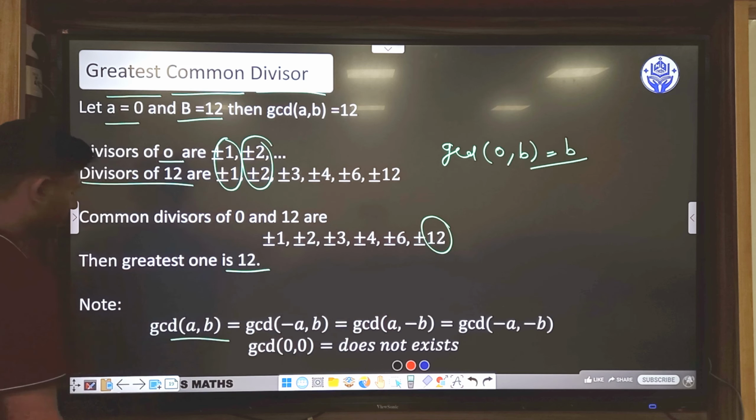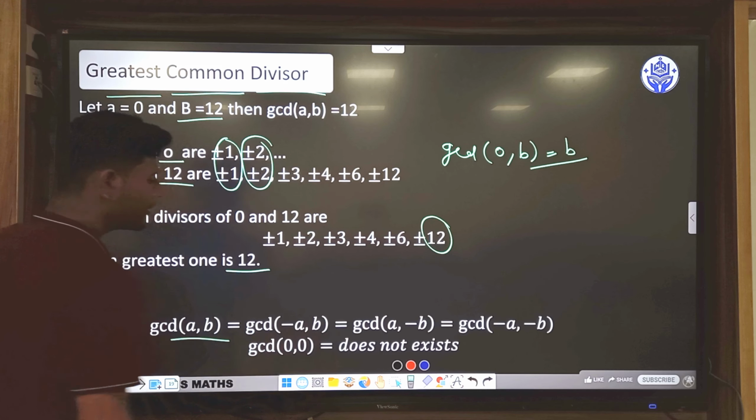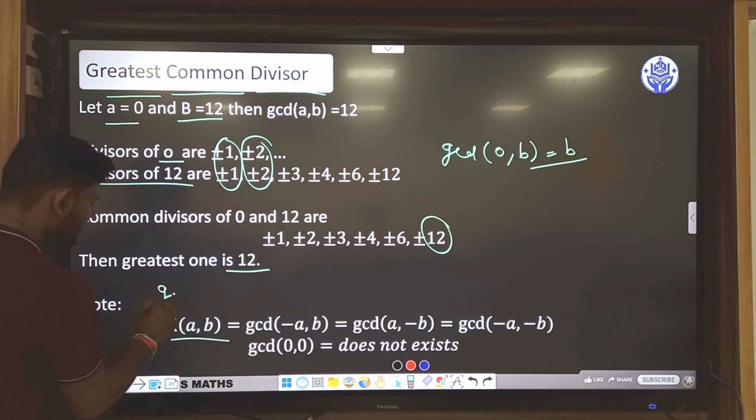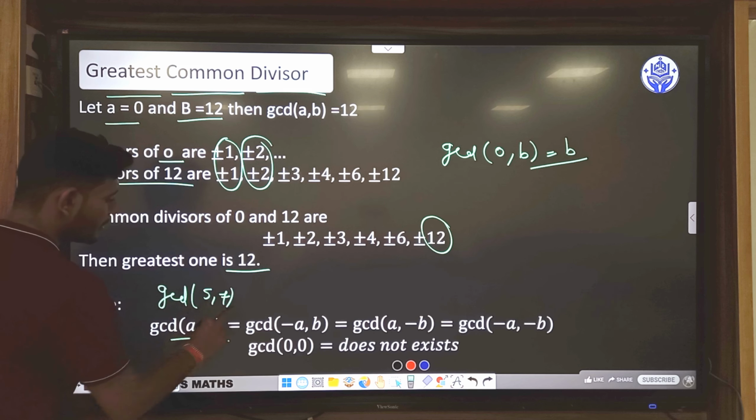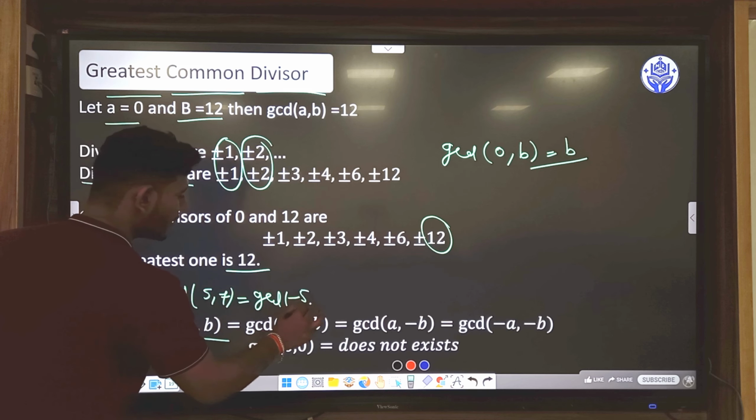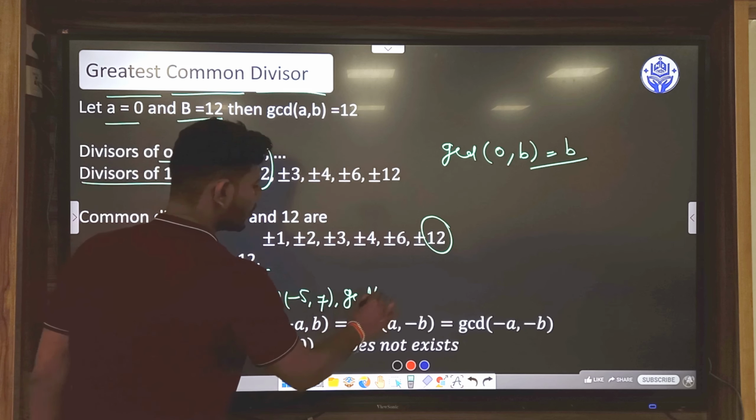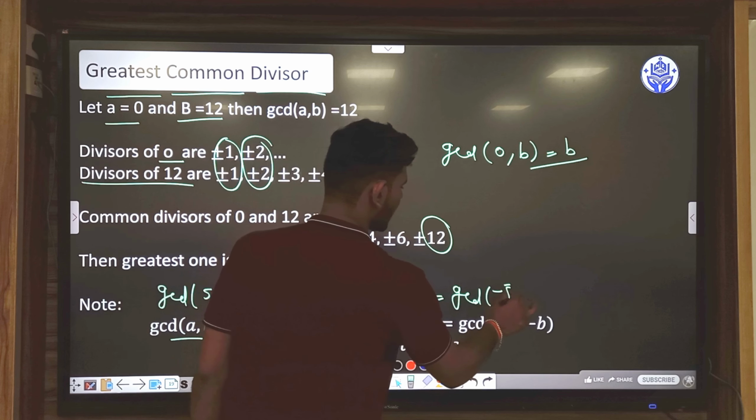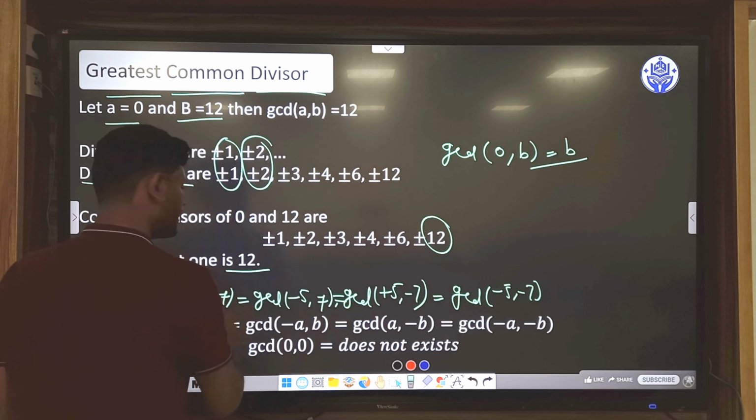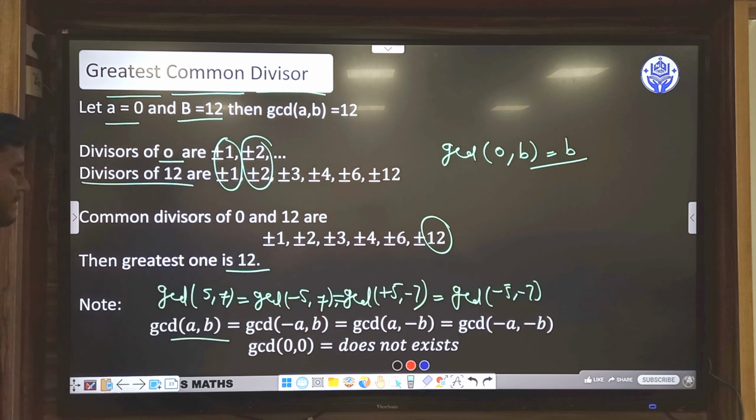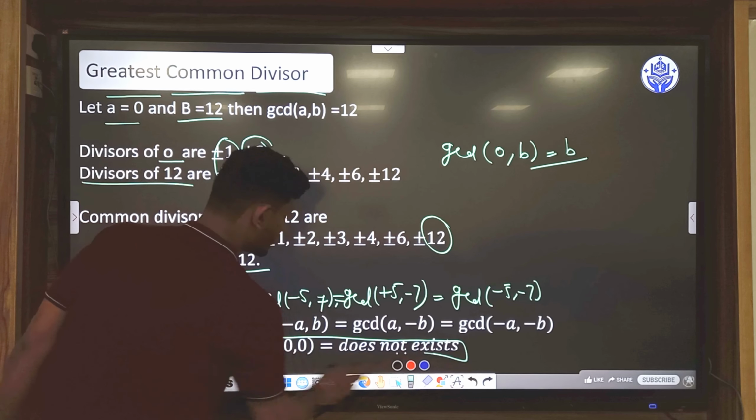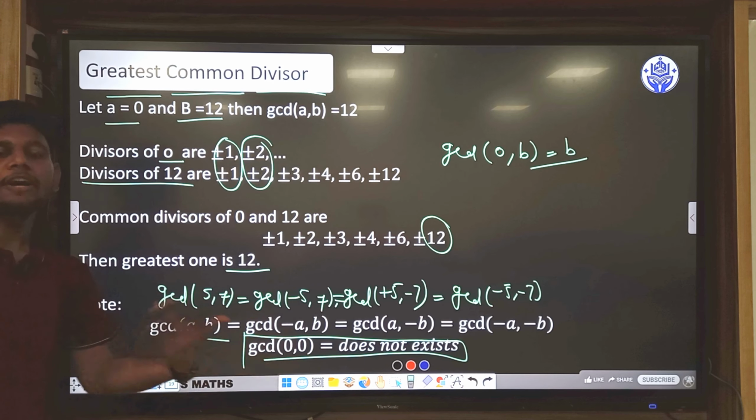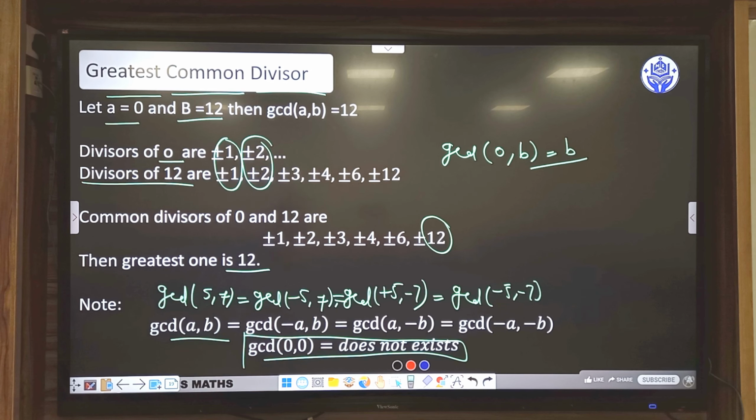If you are taking the GCD of A and B, or the GCD of minus A and B, it should be the same. It means the GCD of 5 and 7, the GCD of minus 5 and 7, and the GCD of plus 5 and minus 7 will be equal to the GCD of minus 7 and minus 5. These all are equal. Again, the GCD of 0 and 0 does not exist because 0 is not a divisor of any number.